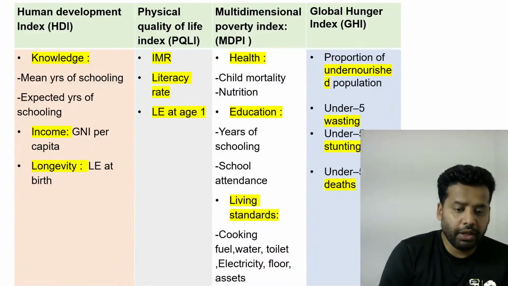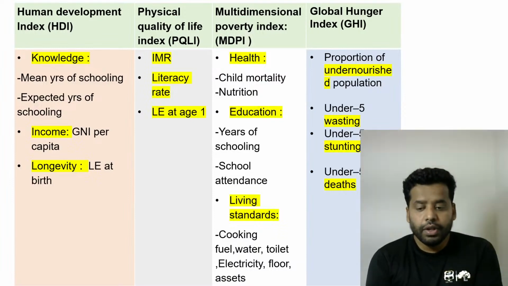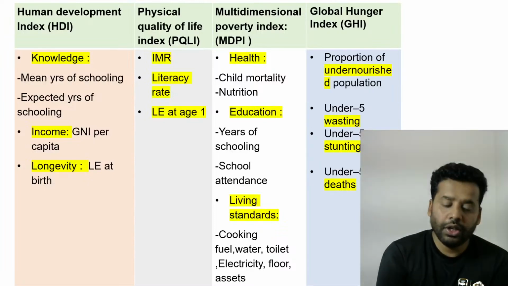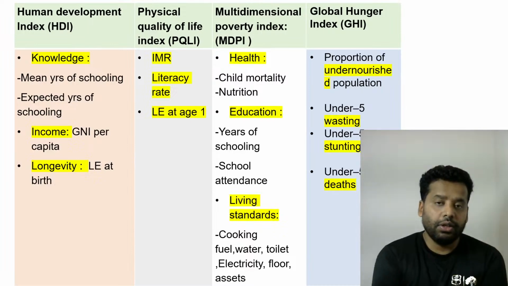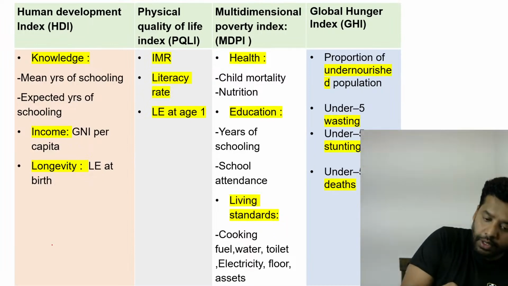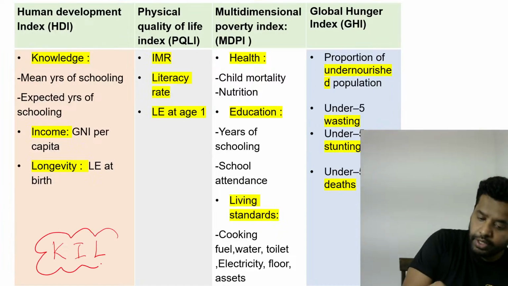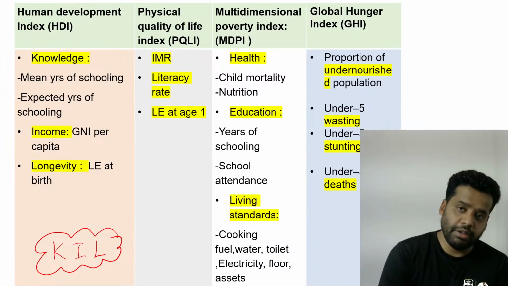So here one by one, Human Development Index has 3 dimensions. Repeat with me. Human Development Index has 3 dimensions. One is knowledge, second is income, third is longevity. K for knowledge, I for income, L for longevity. So the mnemonic is KIL. If they ask how many dimensions are used, 3 dimensions.